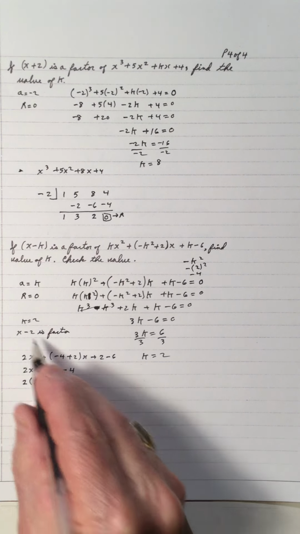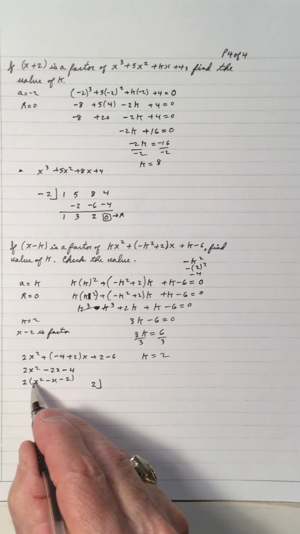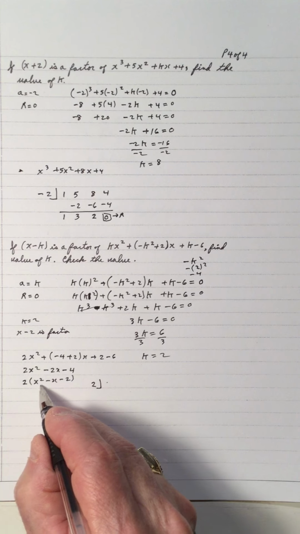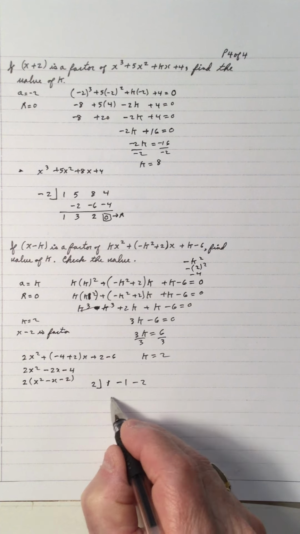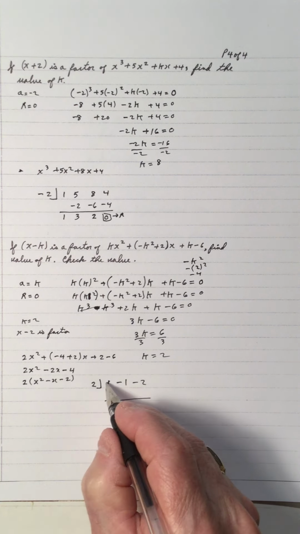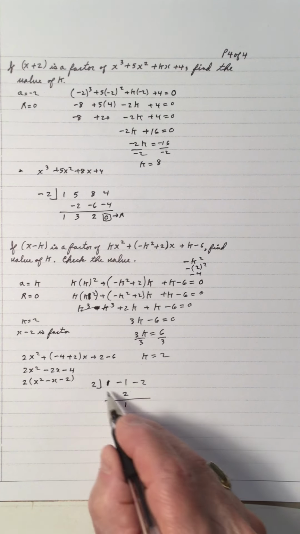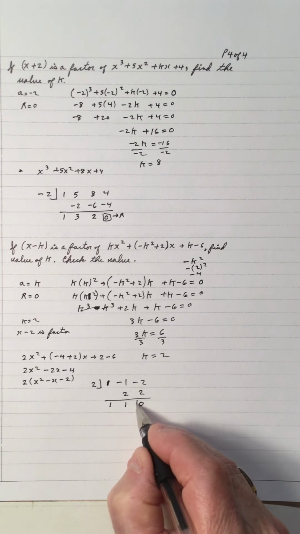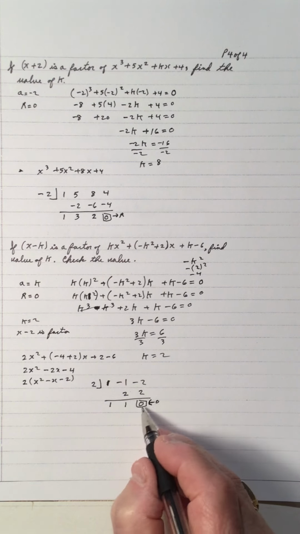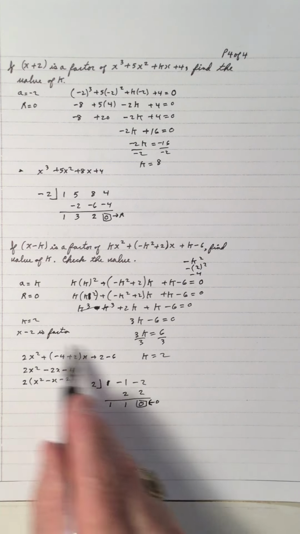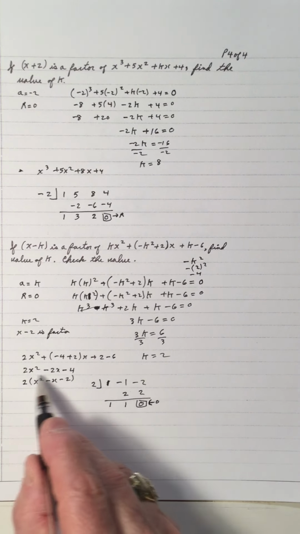If x minus 2 is a factor, it's here. So let's take 2 and do synthetic division right here. That's a 1, negative 1, negative 2. Draw a line, bring it down. When we multiply, it gives us a 2. That gives us a 1. 2 times 1 is 2. And notice the remainder is 0. So that means 2 is a factor of this trinomial.